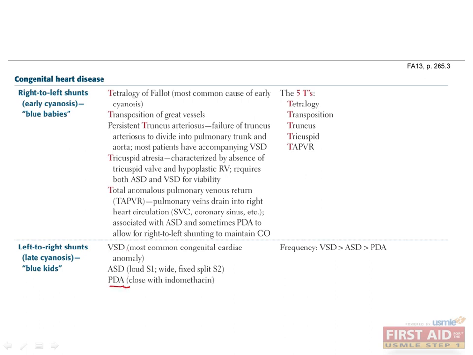also known as a mid-systolic pulmonary ejection murmur. The final type is persistent ductus arteriosus, or PDA, where the fetal connection between the pulmonary trunk and the aorta remains open after birth. It's important to remember that PDAs can be easily closed with indomethacin because the prostaglandins are involved in keeping them open, and NSAIDs like indomethacin interfere with prostaglandins. VSD is the most common, followed by ASD, and then PDA.